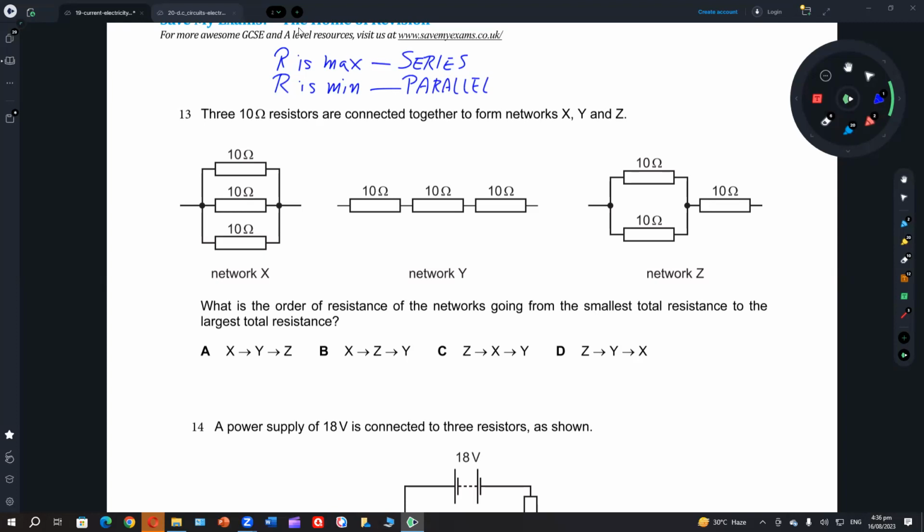What should be the smallest resistance? So please answer, which one of them is the lowest resistance one? Lowest resistance. R is maximum in series and R is minimum in parallel. X. Yes, sir.